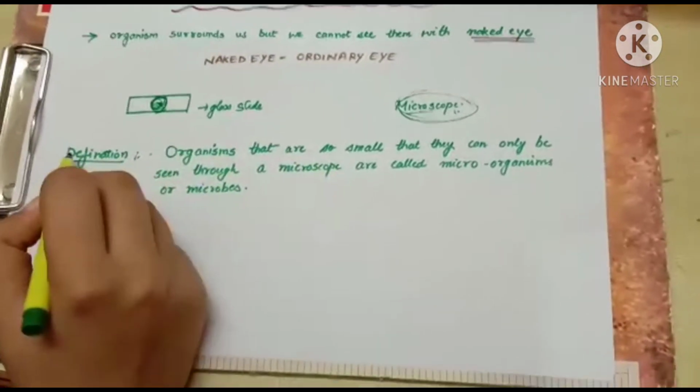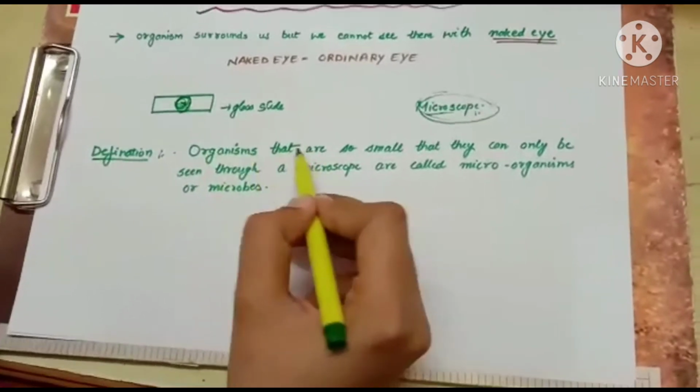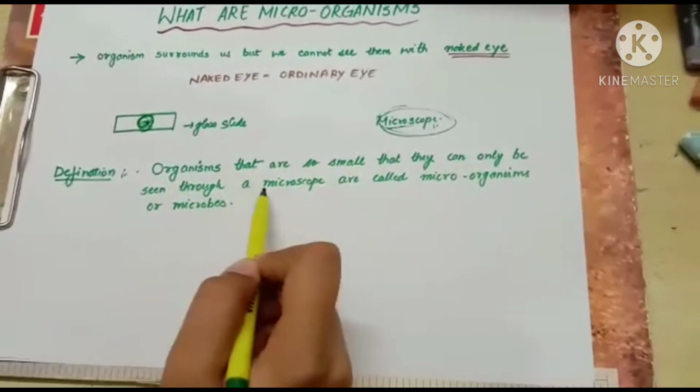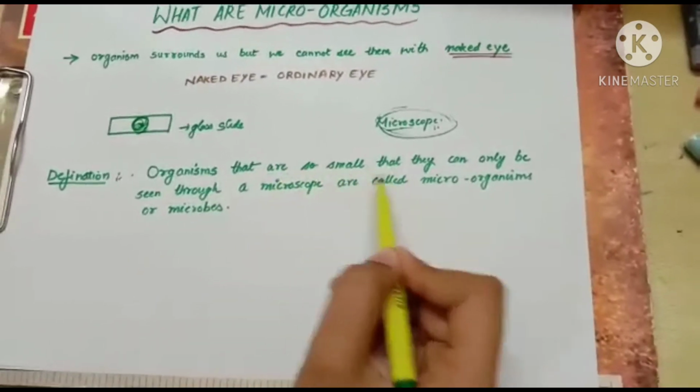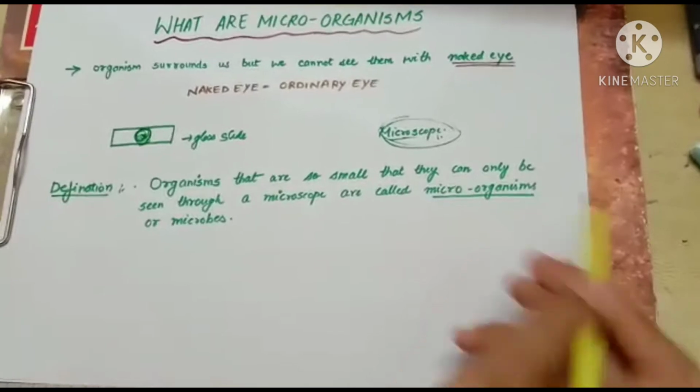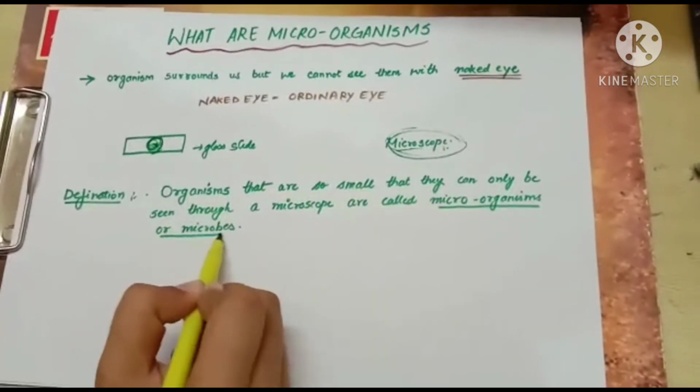Let us take a look at the definition: organisms that are so small in size that they can only be seen through a microscope are called microorganisms, or they are also called microbes.